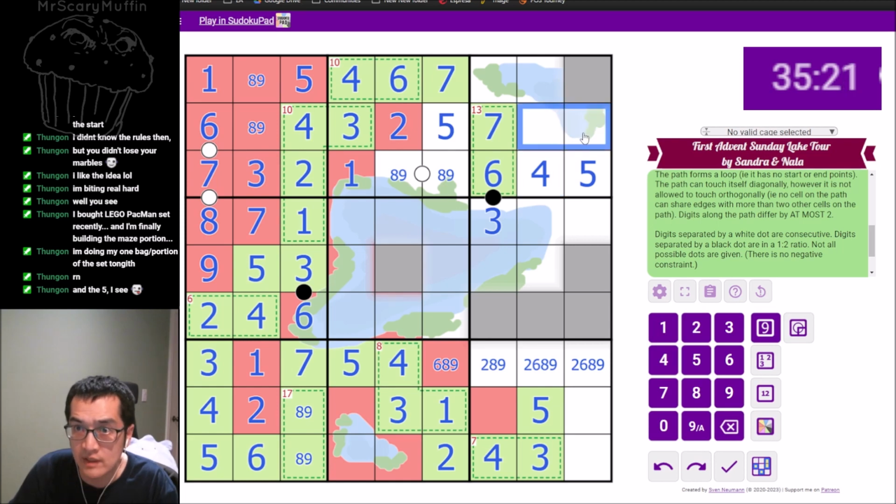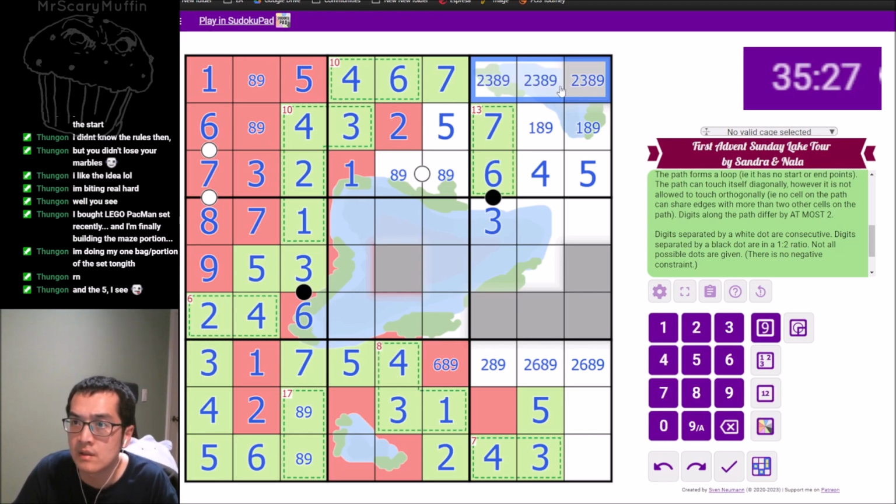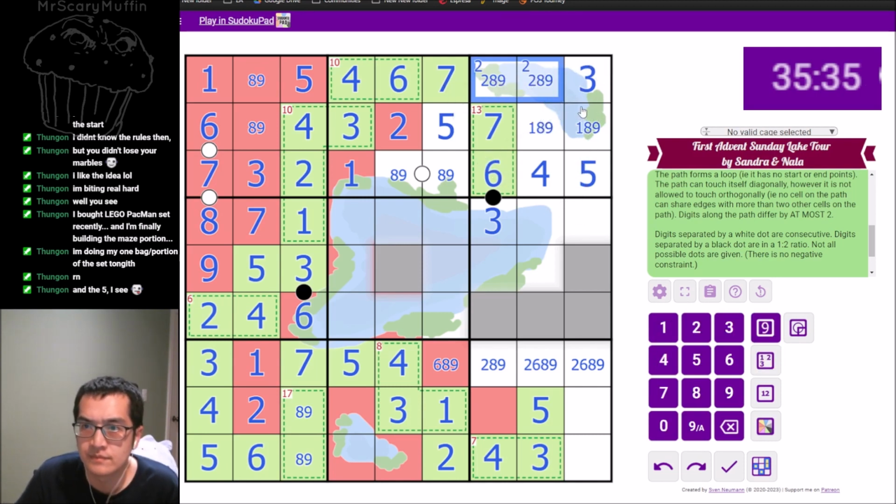Over here we have an 8, 9, and a 1. 8, 9, 2, 3. This is the only place for a 3. One of these must be a 2. Okay, 6, 8, 9, 7. 8, 9, 7. This is the only place for the 1.